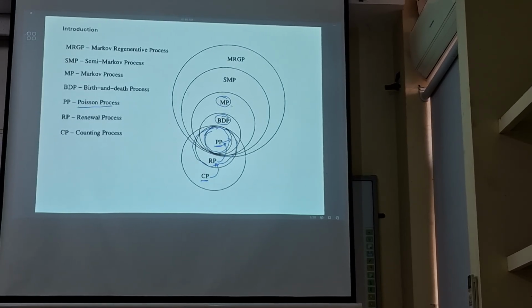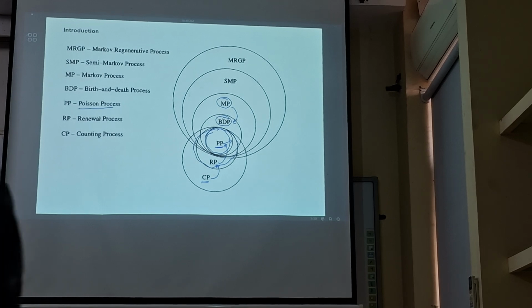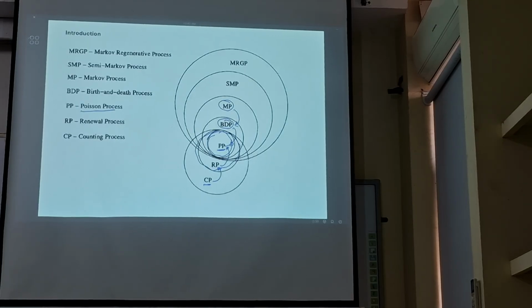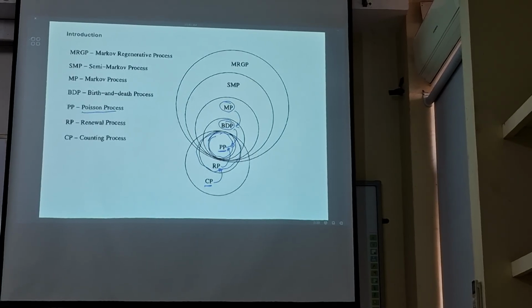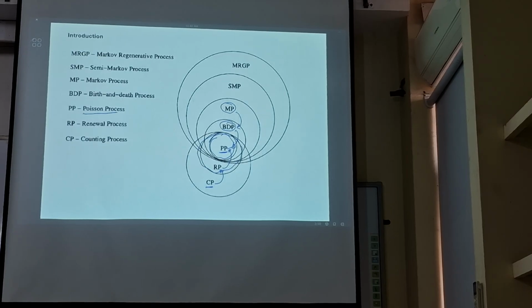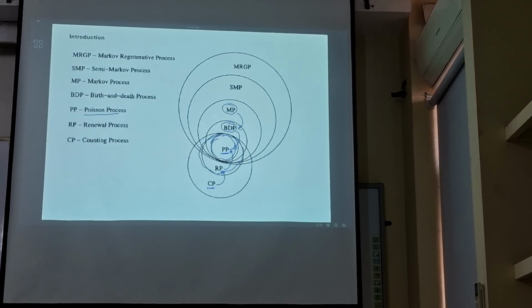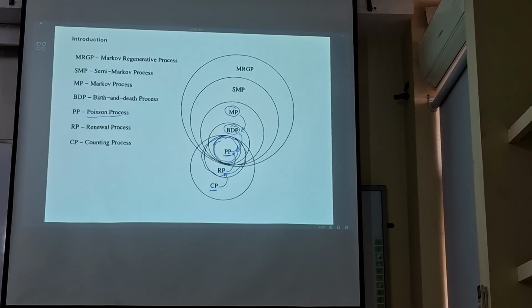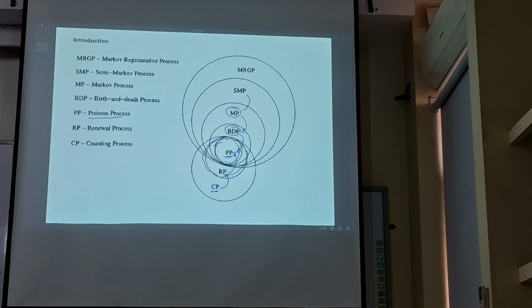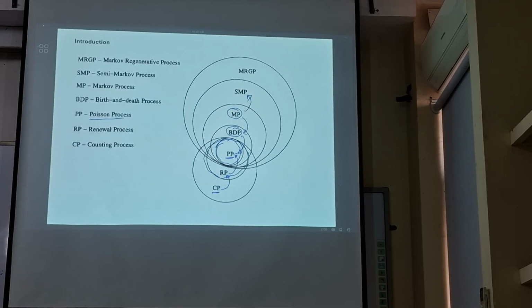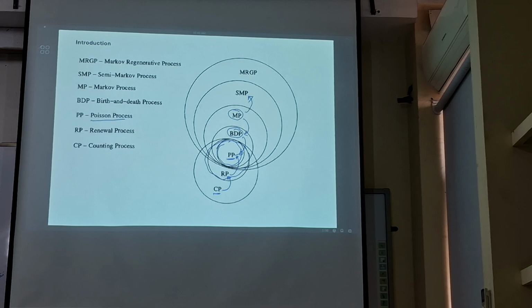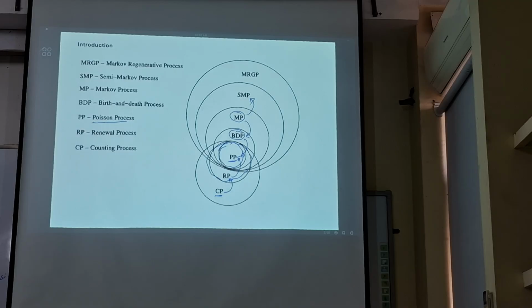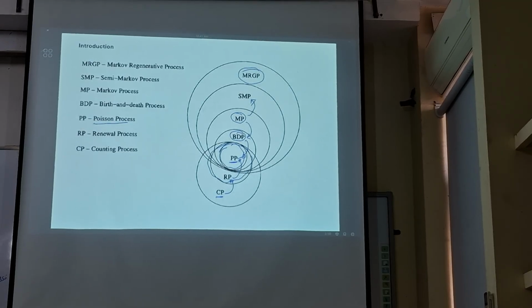It is a special type of Markov process, a continuous time Markov chain, and when you further specialize a Markov process, that is a pure birth process, that becomes a Poisson process. This diagram is very interesting. All these processes are there. And then we have the Markov process. A generalization of the Markov process is the semi-Markov process, or a specialization of the semi-Markov process is the Markov process. And finally, we have the Markov regenerative process.